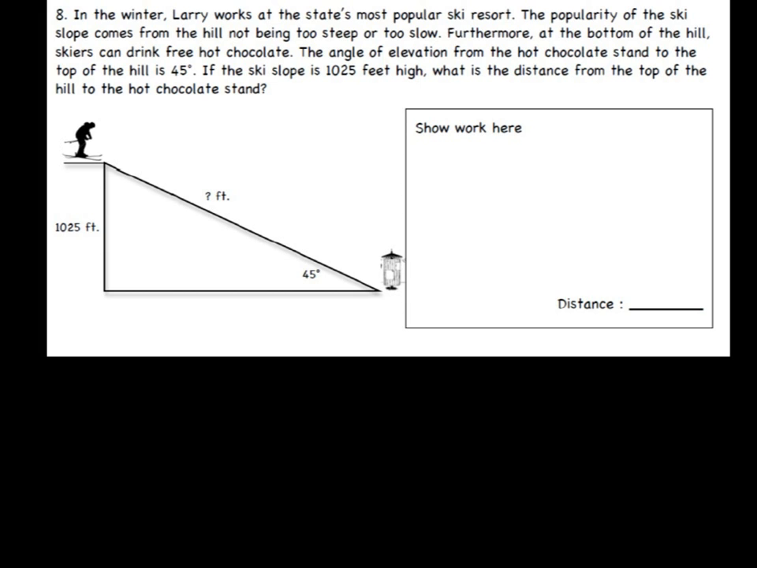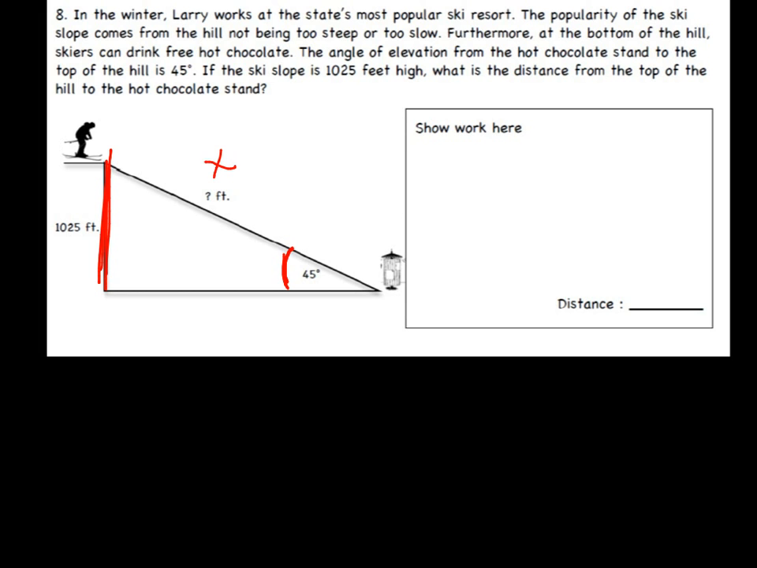So we'll look at this word problem. Read it yourself, pause the video. So the situation is that we know that the elevation is 1,025 feet, and we know that the angle of elevation is 45 degrees. So what we're trying to find is the distance from the top of the hill to that hot chocolate stand. Let's call that x, since that's what we're trying to find.